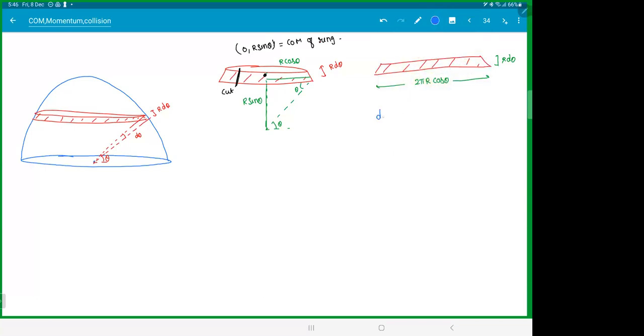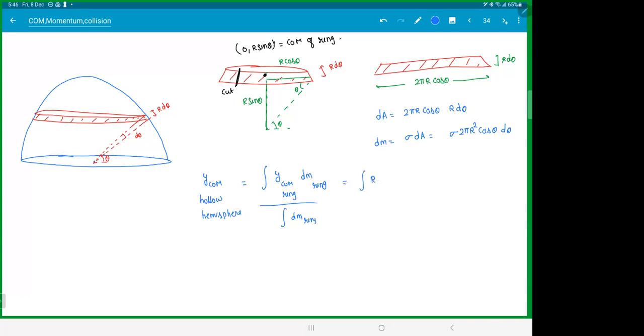So for this small piece, the area dA will be length into breadth, so 2 pi r cos theta into r d theta. Mass dm will be sigma dA. So for this, the formula for y center of mass of the hollow hemisphere will be integral y dm over integral dm, where dm is the ring's mass.